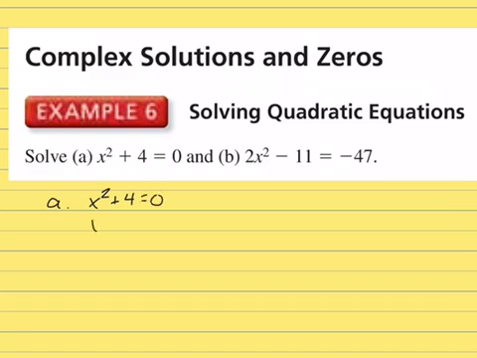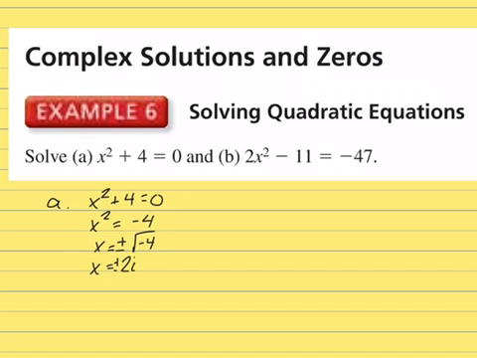So on example 6a, we have this problem x squared plus 4 equals 0. We're going to subtract the 4 and get x squared equals negative 4. We take the square root of that and we get x equals the square root of negative 4. Again, anytime we have a square root, we're going to write plus or minus. But again, when we take the square root of a negative, now we have what's called that imaginary number, so we're just going to put plus or minus 2i.